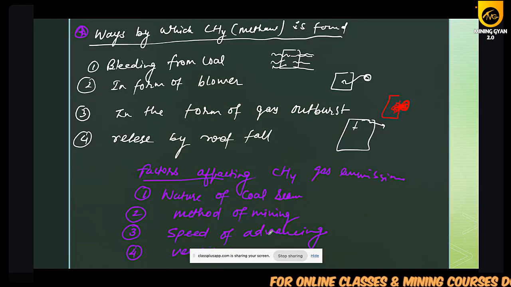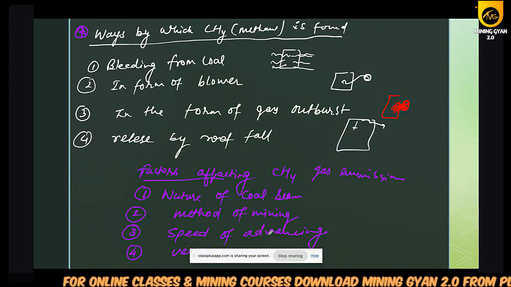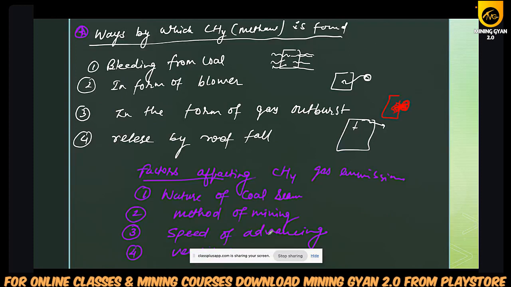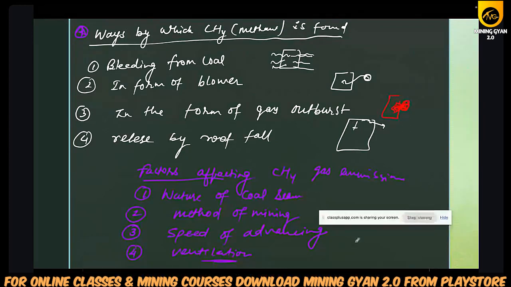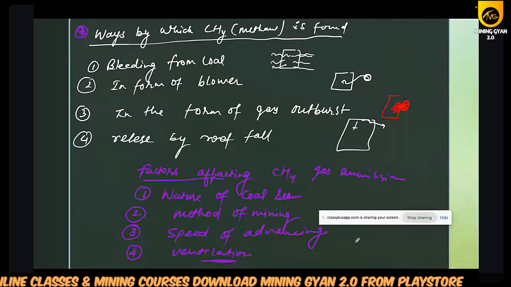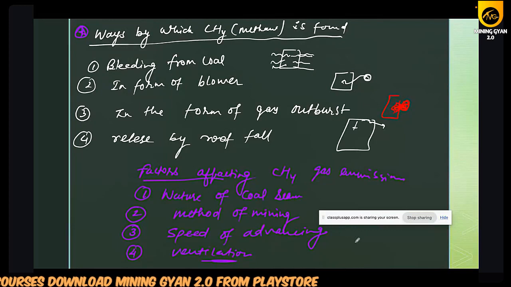This data is how the methane is formed. We have seen bleeding from the coal, that means the leakage from the coal, and in the form of blowers, that means if you are extracting the coal from the face, there will be a blow out of the face, and in the form of gas outburst, release from roof fall. If the roof falls, the methane may be trapped in the roof and can be released. So which factors affect the CH4 gas emissions? The nature of the coal seam, which type of coal seam you have, will affect your methane concentration.